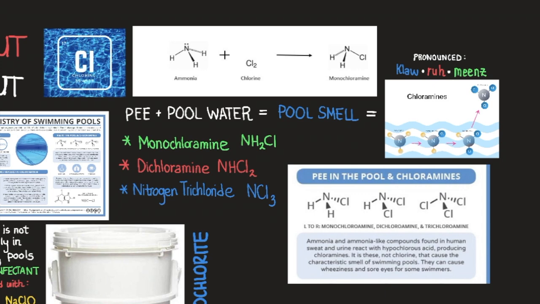And chloramines can come in different forms, such as monochloramine, which is NH2Cl, or dichloramine, which is NHCl2, or nitrogen trichloride, which is NCl3. All of these molecules are presented here, and as this diagram says, ammonia and ammonia-like compounds found in human sweat and urine react with hypochlorous acid, producing chloramine. It is these, not chlorine, that cause the characteristic smell of swimming pools. They can cause wheeziness and sore eyes for some swimmers.